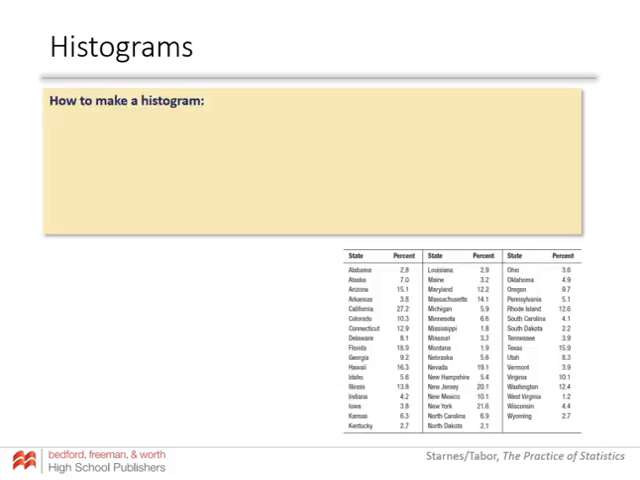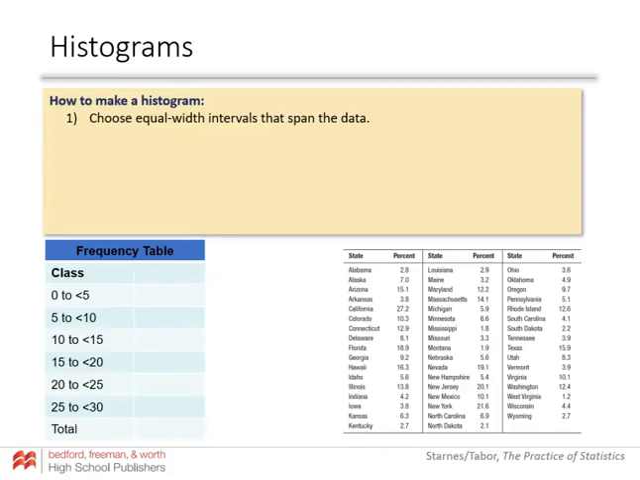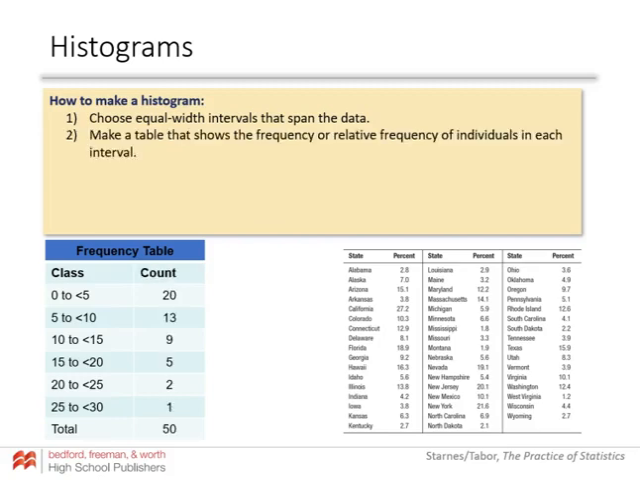All right, so how do we make a histogram? First, we're going to choose the intervals that we want to use. And we have to make sure that our intervals will cover the entire data set. And our intervals also need to be the same size. So if I go from 0 to less than 5, then I can't, in the next group, go from 5 to less than 30. My intervals have to be the same size, and we have to make sure that they cover the entire range of the data.